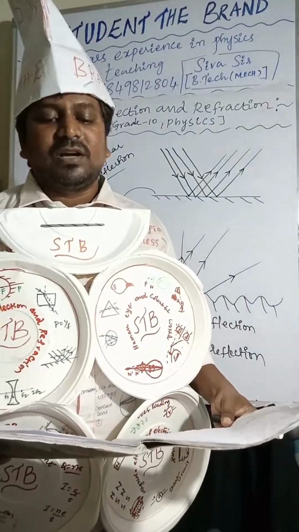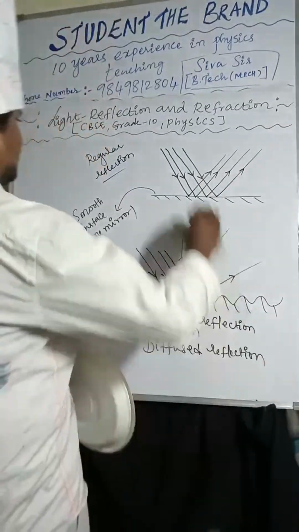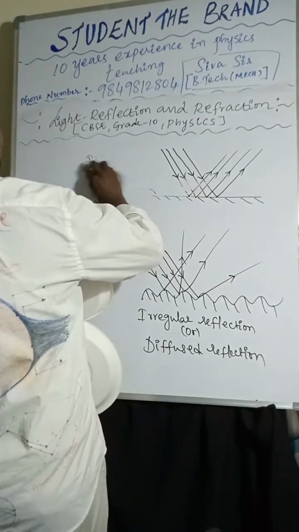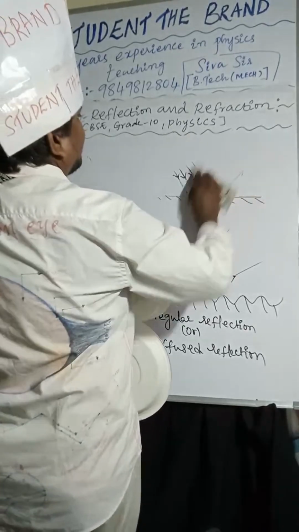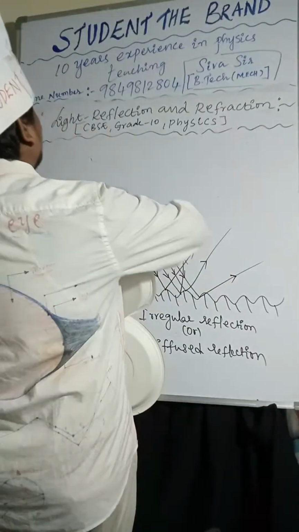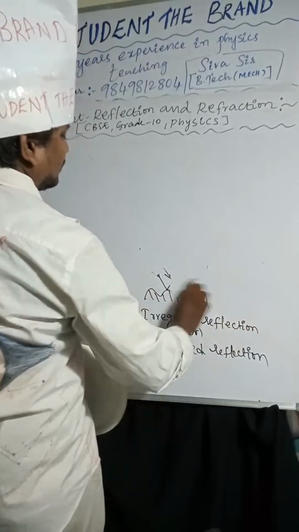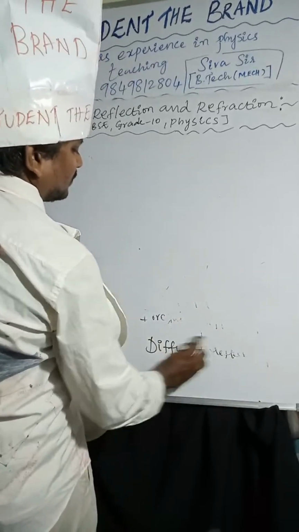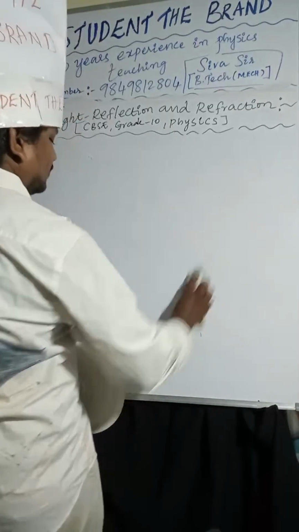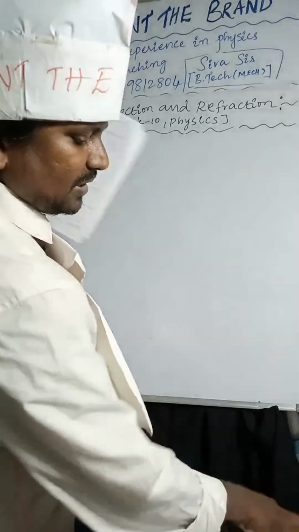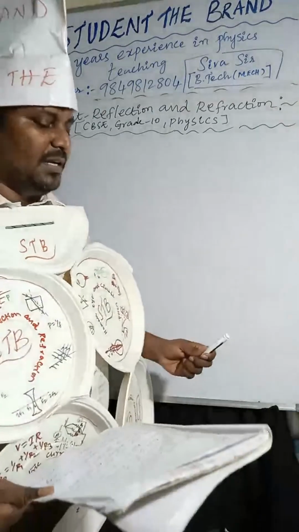So what is the radius of curvature of the plane mirror? So these types of questions they will ask. So we'll discuss these questions. Okay. Now I am considering here. The question is, what is the radius of curvature of the plane mirror? Radius of curvature of the plane mirror is infinity.